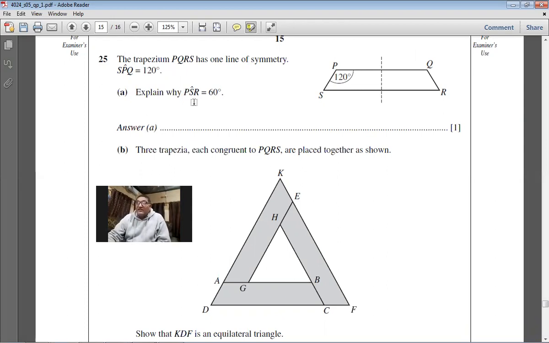They ask you here, explain why PSR is equal to 60. The reason is very simple. This 120 and this angle PSR, their sum will be 180. So PSR will be 180 minus 120. That will be 60. The reason is that both of them are allied to each other. So if this angle here is 60, this angle will also be 60. This angle will be 120 due to this line of symmetry.